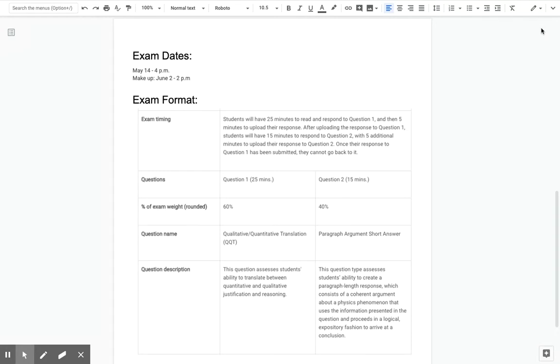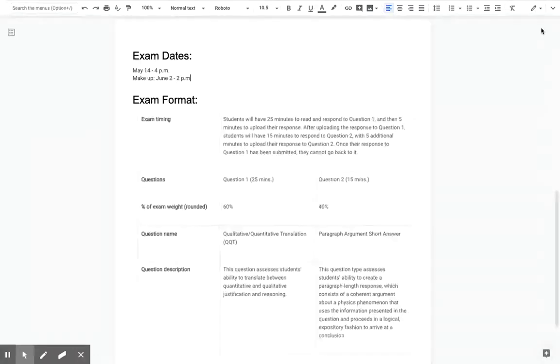So basically, it assesses your ability to translate between concepts and math to justify and reason whether an answer is factual or possible. Okay, so we've had 2 of those on our AP exam practice tests in the past.